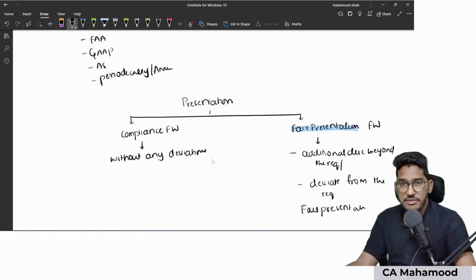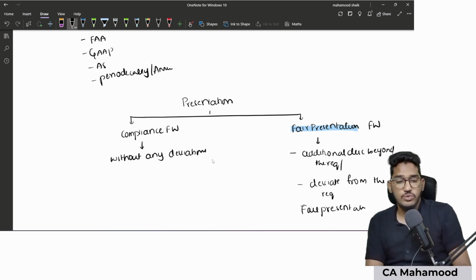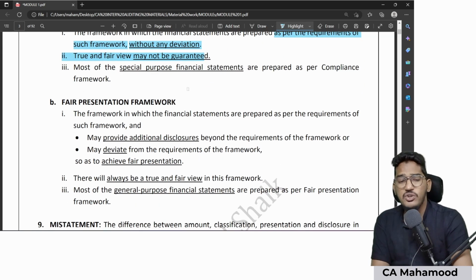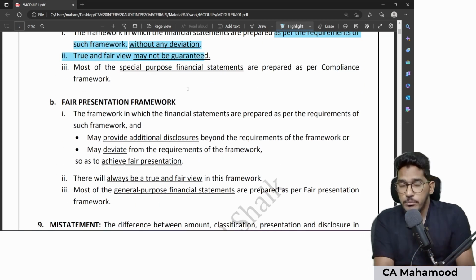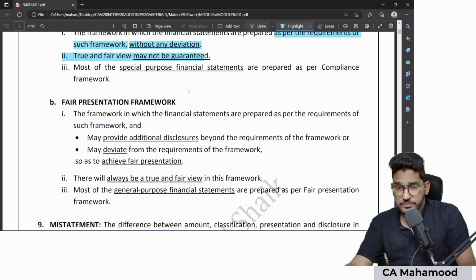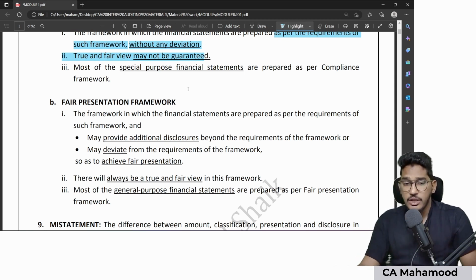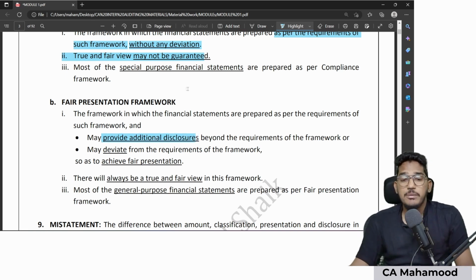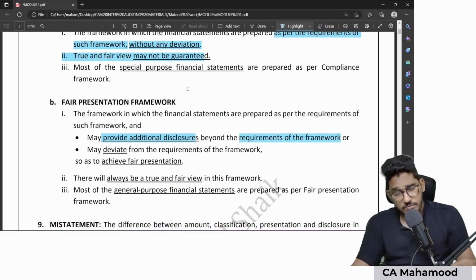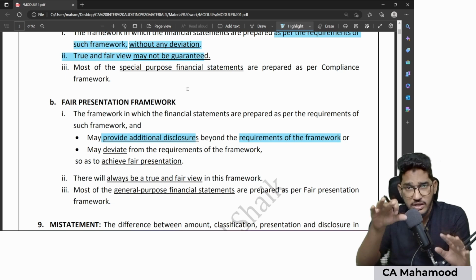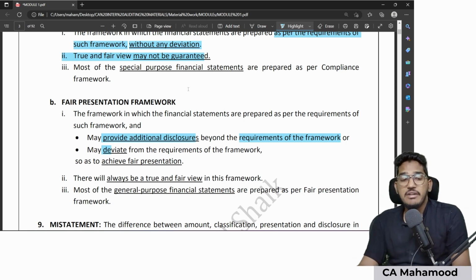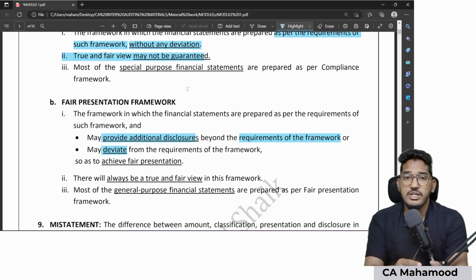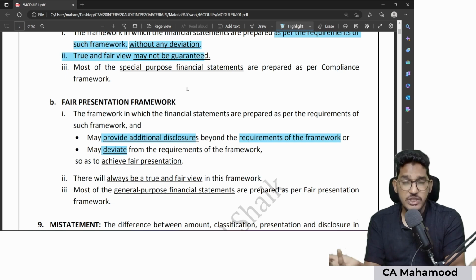So what is this fair presentation framework? In the fair presentation framework also, the management will try to prepare financial statements as per the requirements of the framework. But here you are given some freedom. Here you are given an option. What option have you been given? The management has been given the freedom to provide extra disclosures, extra explanation in the notes to accounts, which are beyond the requirements of the framework. That means you can give extra disclosures which are not given in the framework, or we can even altogether deviate from the requirements of the framework. That means we can ignore whatever has been mentioned in the framework and follow something else which is not there in the framework.